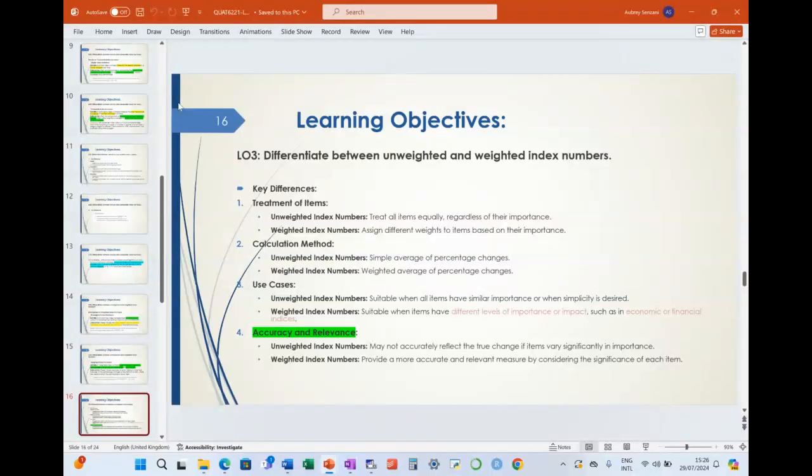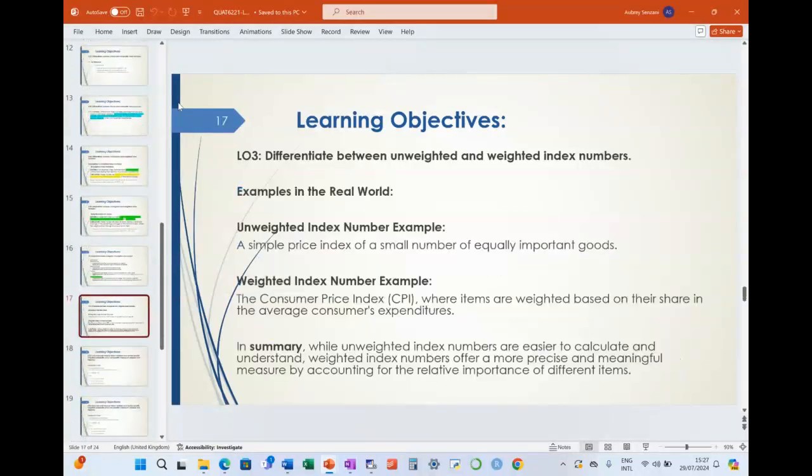So if there's an element of importance to the different variables, and we use an unweighted index calculation, then the result we get is not a true reflection where there is importance related to the different variables. So we need to use a weighted index where there is an element of importance relating to the respective variables. It says, provide a more accurate and relevant measure by considering the significance of each variable or each item. Make sense? Okay. Don't worry, there's very few.